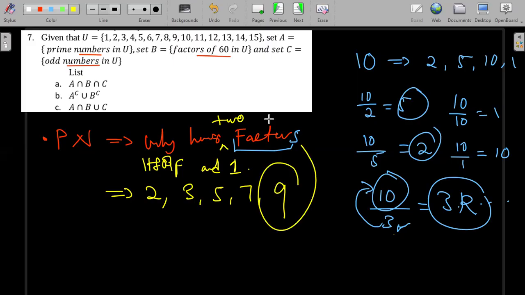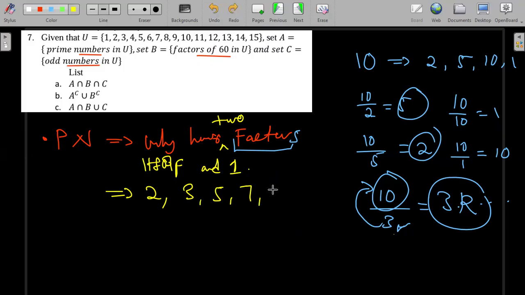Is 9 a prime number? Anyone can try. Is 9 a prime number? No, it's not. Why do you say it's not a prime number? Because it can be divided by 3 and 1 and 9, so it has 3 factors. Exactly. So it has more than 2 factors, so we can't consider it as a prime number. So we remove it there.